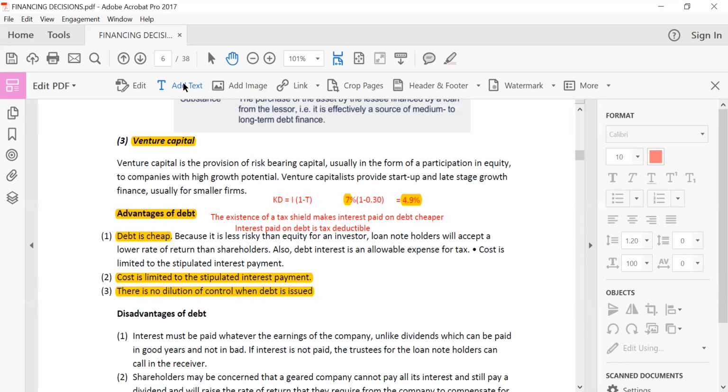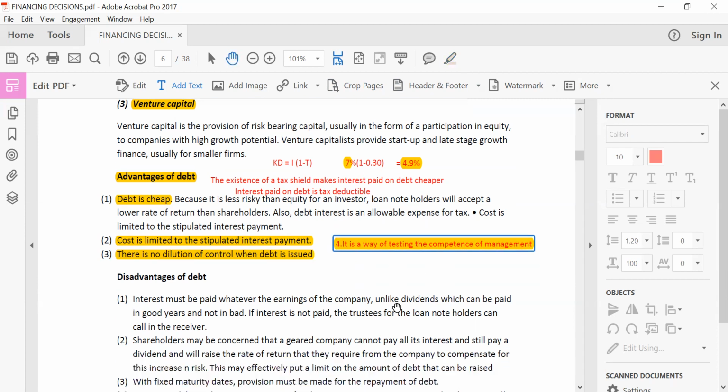Another advantage of going for debt is that it is a way of testing the competence of management. So we can add this as one of the points to the advantages of going for debt: that going for debt is a way of testing the competence of management.